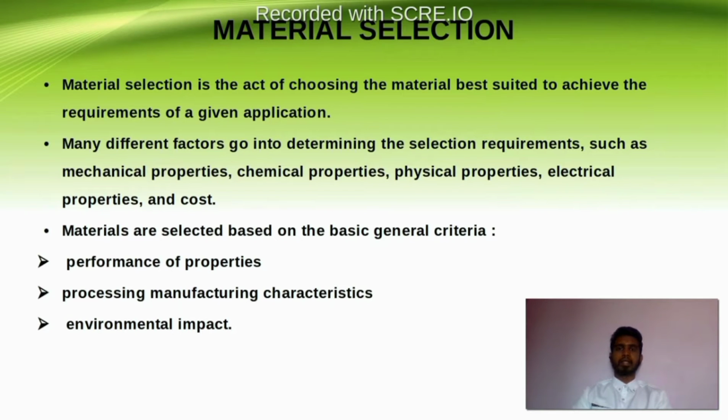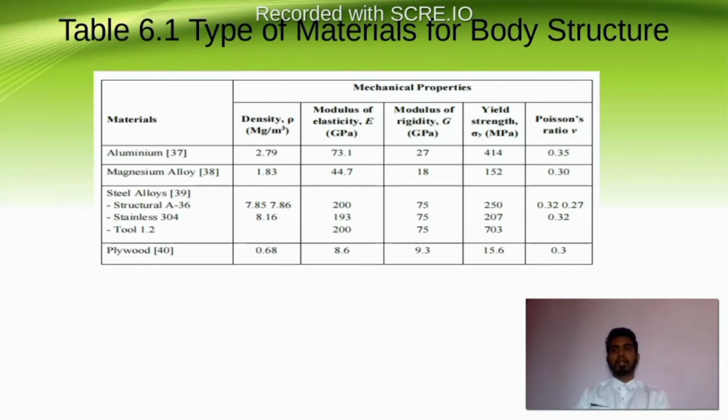So what is material selection? Material selection is the act of choosing the material best suited to achieve the requirement of a given application. Many different factors go into determining the selection requirements, such as mechanical properties, chemical properties, physical properties, electric properties, and cost. Materials are selected based on the basic general criteria, which are the performance of properties, processing, manufacturing characteristics, and environmental impact. Table 6.1 shows the type of materials for the body structure.